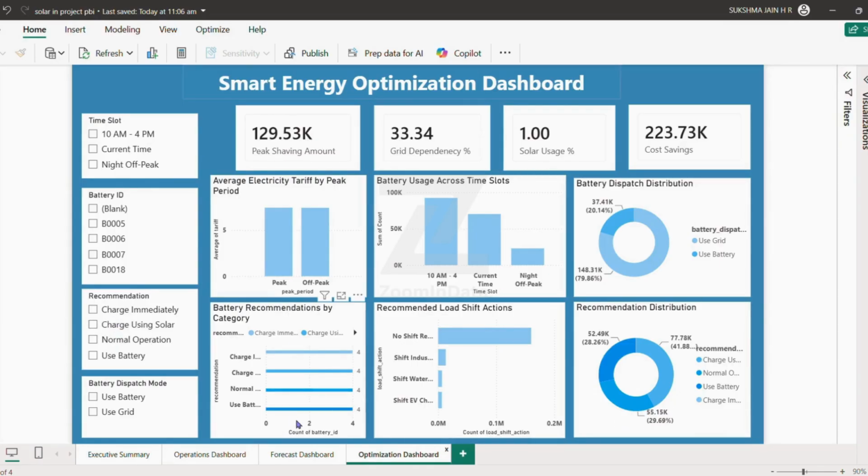Overall, the Power BI dashboard integrates the output from all the previous labs into a single interactive platform. This enables informed decision making and helps in efficient solar battery management.